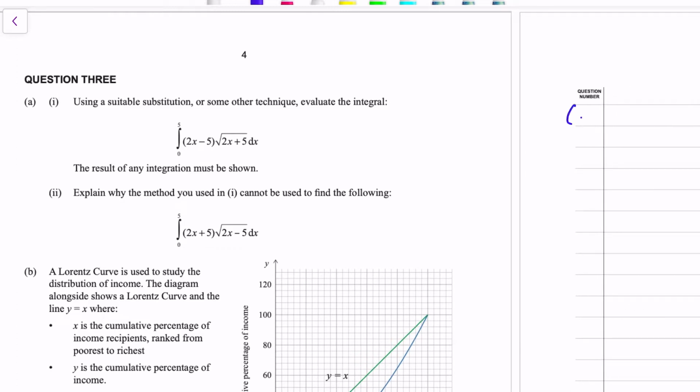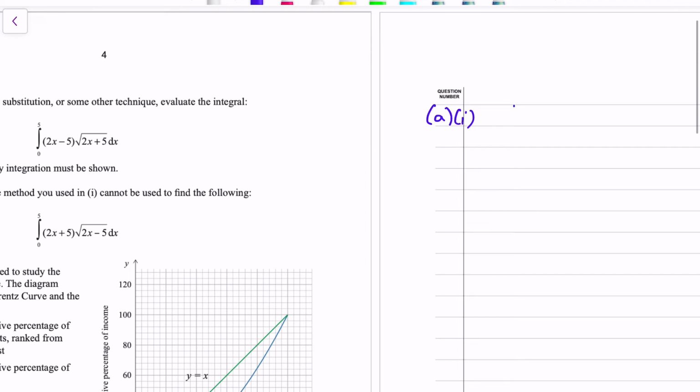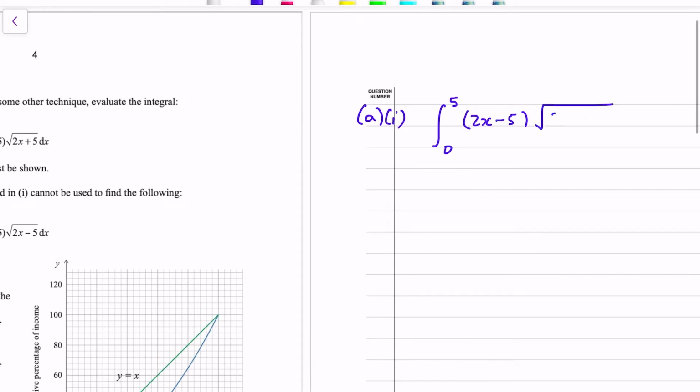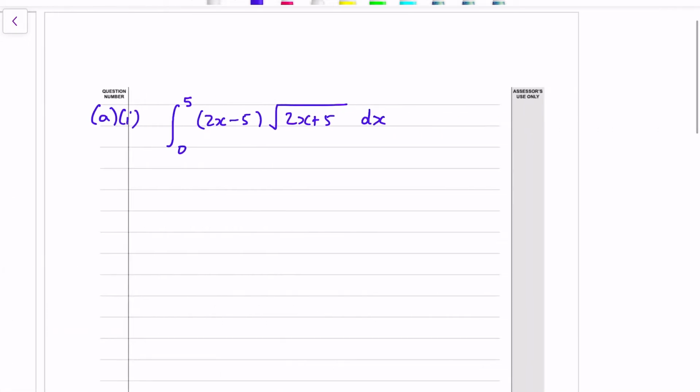So we've got the integral between x equals 0 and x equals 5, 2x minus 5 times square root 2x plus 5 dx. And we're going to let u equal 2x plus 5. It means that du dx is equal to 2, or du is equal to 2 times dx.